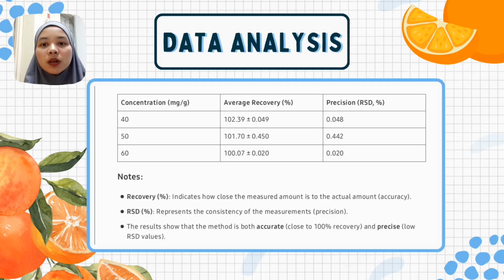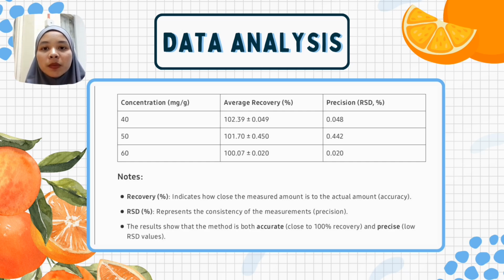This is our simplified HPLC data that we got from this analysis. So if you look at the 40 mg per g concentration, the average recovery was 102.39%, indicating slightly above target recovery, which is acceptable for accurate quantities.